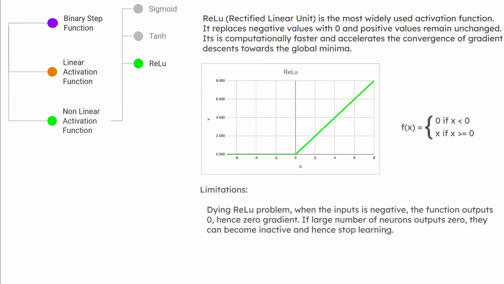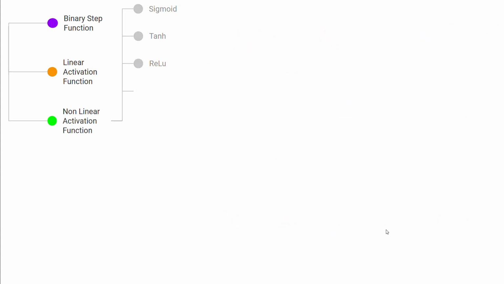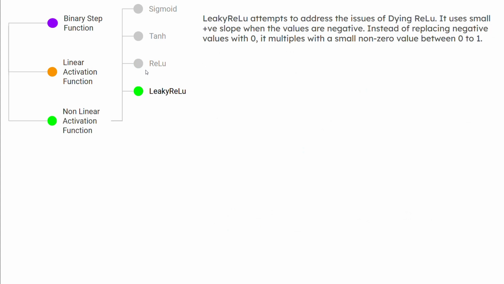Okay, so the next, ReLU has the dying ReLU problem. Then the next is leaky ReLU. Leaky ReLU is a variant of ReLU which tries to address the issue of dying ReLU.